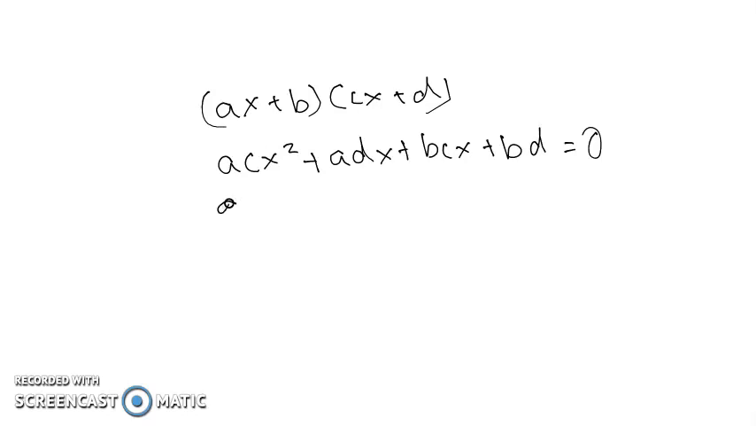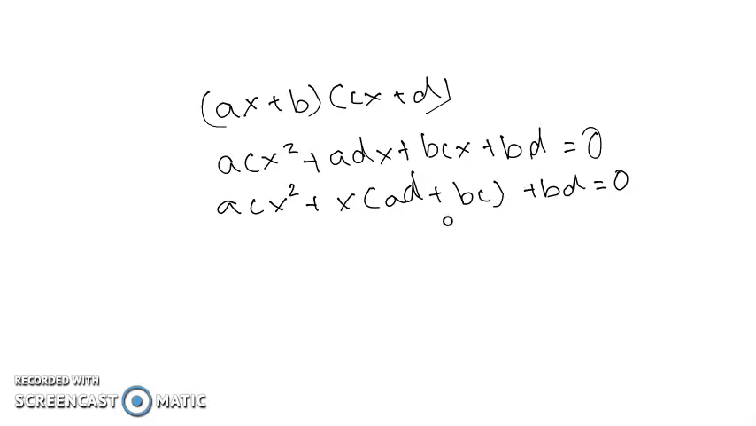So now we factor out, and we get acx squared plus x times ad plus bc plus bd equals 0. So eventually we're looking for ad and bc such that they add to get the middle coefficient, and they multiply to get this coefficient times this constant, because ad times bc is abcd, which is broken up into ac and bd. I'll show you with an example.